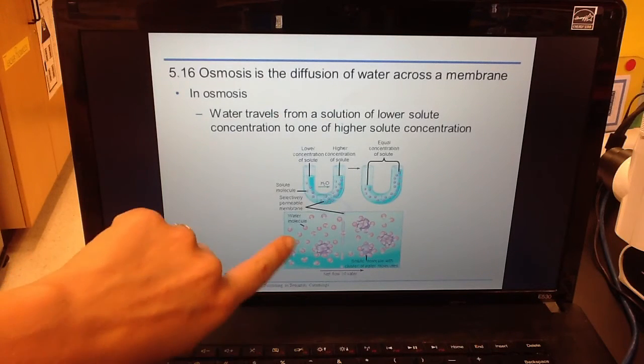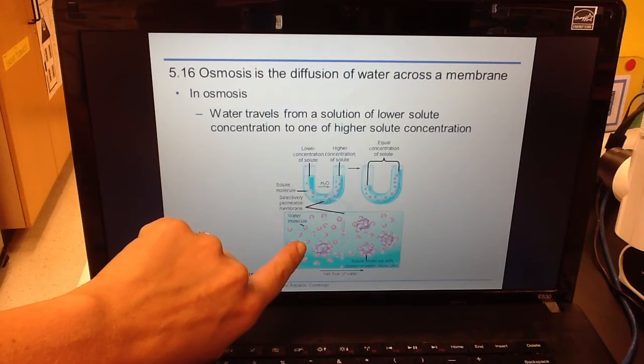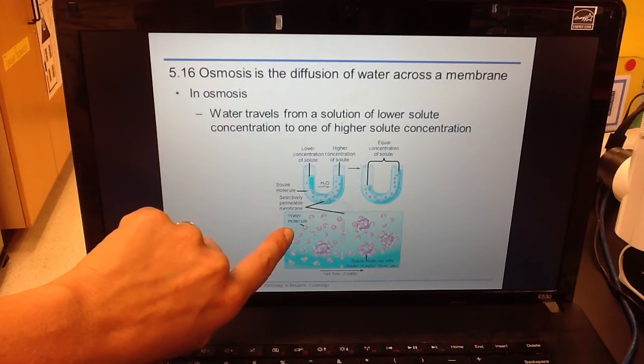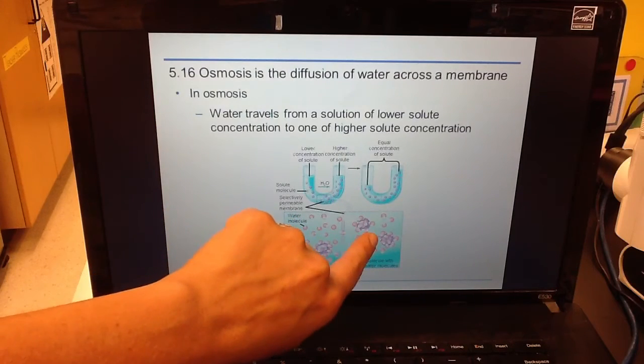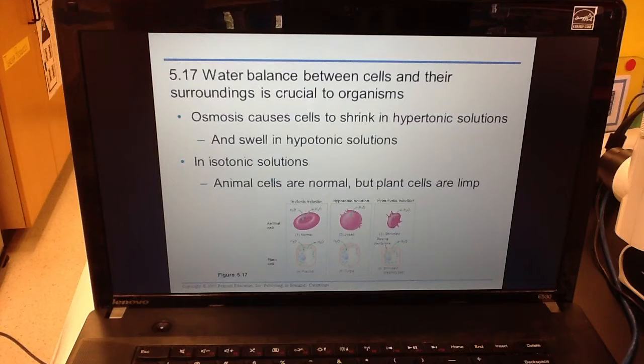And the reason is that if we have lots of water and very little solute, then we have low solute concentration but high concentration of water. So water is going to go from where there's lots of water to where there's less water. And because of that, we have to make sure we keep it straight in our head that low solute means lots of water.